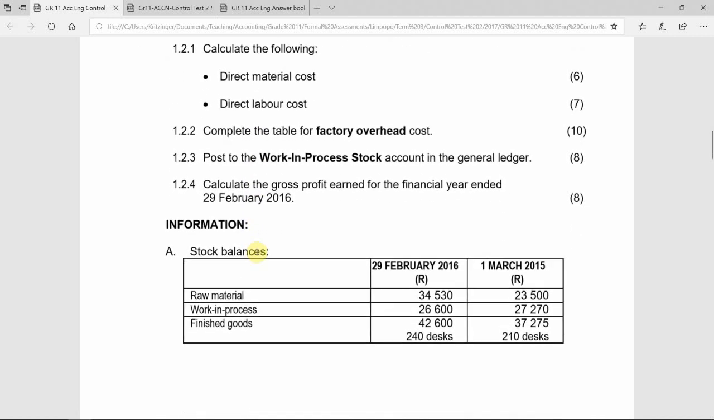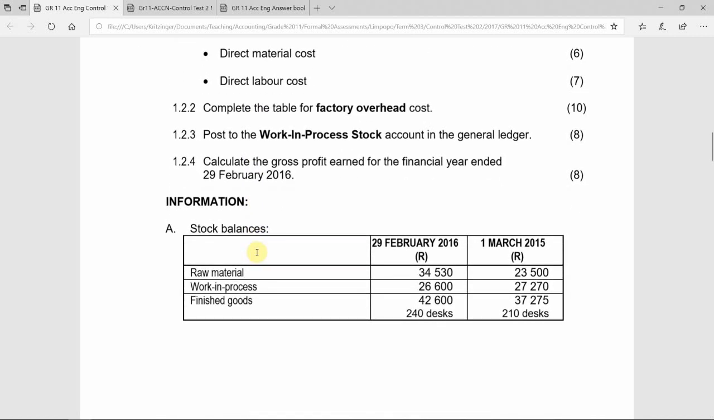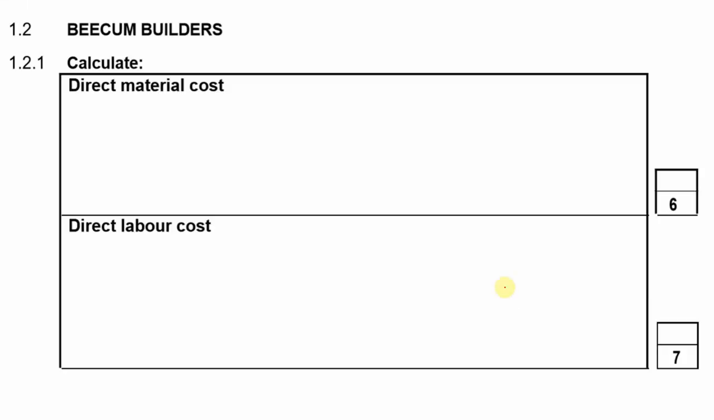So, if we go to our information, we see we have raw material stock balances. So that's the balances for 1 March 2015, the previous financial year, and then 29 February 2016, the end of this current financial year. So our raw material stock that we use during this year would include what we did not use the previous year. So we have to start with the opening stock of 23,500.